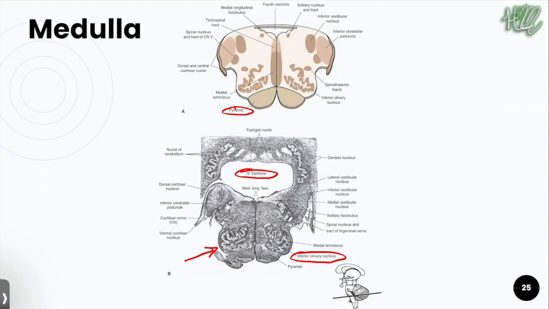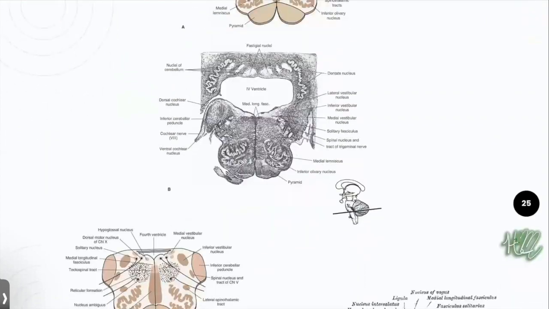So again, we're going to go through and make sure that we know that this is the fourth ventricle. We're going to make sure that we know about the spinal nucleus and tract of cranial nerve 5. We're going to make sure that we know the medial lemniscus, because this is actually the dorsal columns, right? Medial lemniscus is the same thing as the dorsal columns. Spinothalamic tract we're going to know. And those are the biggest ones. Oh, MLF. You always need to know the MLF as well. They like that question. So if you know those, then you're pretty much good for this first image.